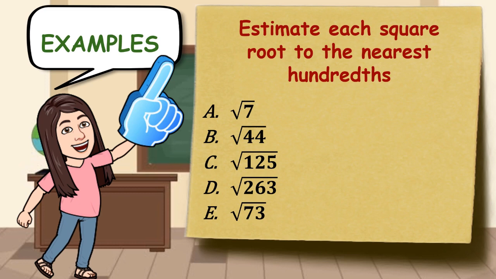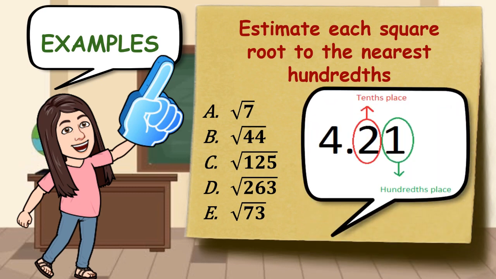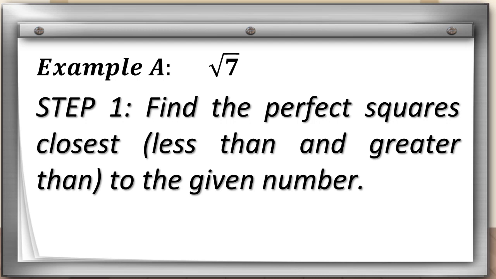Obviously, ang mga example na ito ay hindi perfect squares. Ngayon, hahanapin natin ang estimated value ng kanilang square root using a series of estimation. Note na ang place value ng first digit pagkatapos ng decimal point ay tinatawag na tenths. Ang next place value naman after tenths ay hundredths. Iisa-isahin natin ang mga ito. Example letter A, square root of 7.